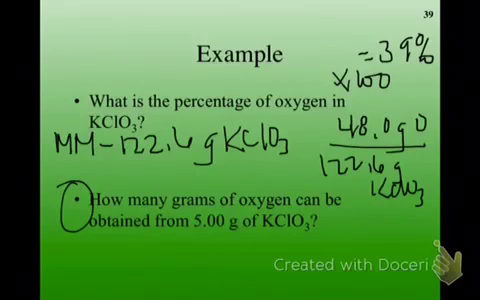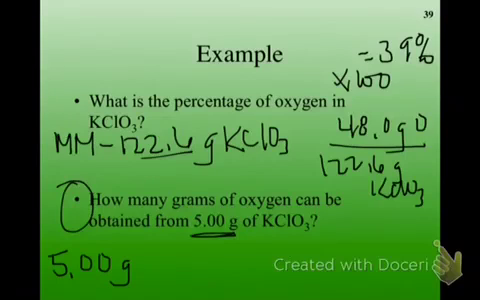How many grams of oxygen can be obtained from 5 grams of KClO3? So this is what I was referring to at the very beginning, where the percent of my compound stays the same. So no matter what my sample is of potassium chlorate, 39% of it represents oxygen. So instead of the 122.6 grams, I only have 5 grams of KClO3, which is a much smaller amount, but I know that 39% of it is oxygen.